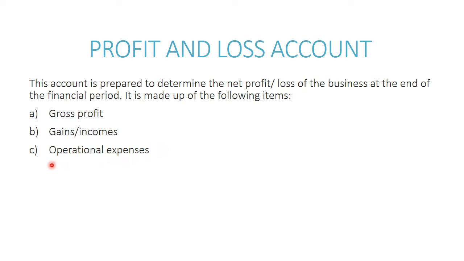Then we also have the operational expenses. When we are talking about operational expenses, we are looking at those expenses which are not directly related to the goods that you are selling in your business. For instance, you are paying salaries to your workers. You might be giving wages to your workers. You might want to advertise your business, and so you pay for advertisement. Those are operational expenses. They are not directly related to the goods that you are selling in the business. So these are what we call operational expenses.